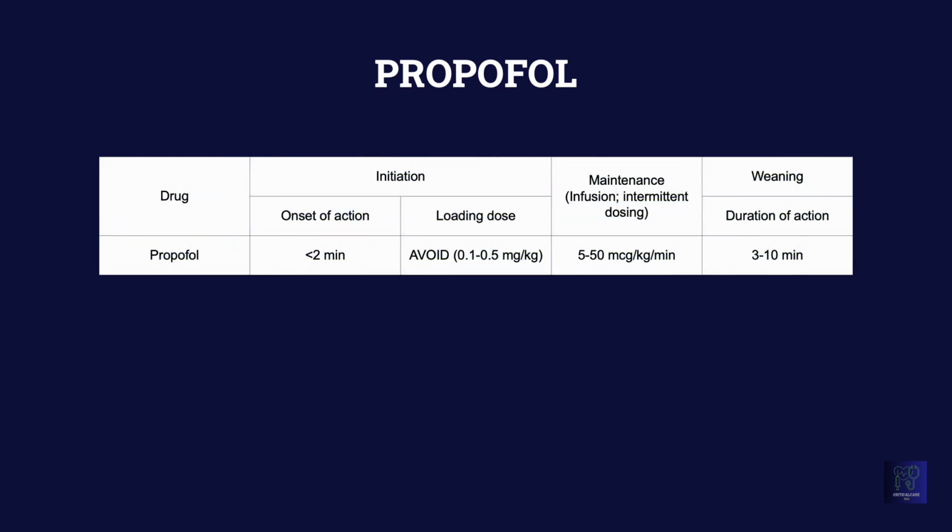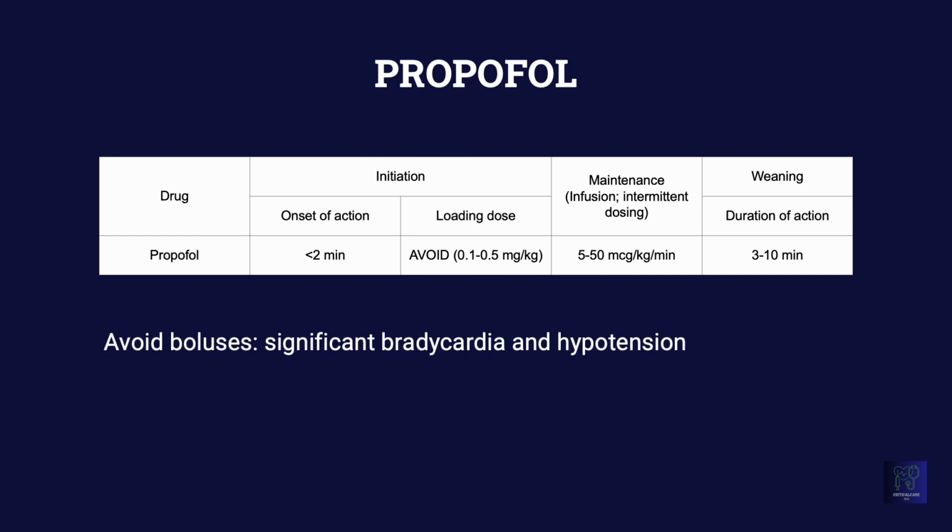Here are some important numbers to know for propofol. Onset of action is within 2 minutes. Maintenance dosing is between 5 to 50 micrograms per kilogram per minute, and duration of action is under 10 minutes. Usually, propofol boluses are avoided in the ICU because they're associated with bradycardia and hypotension.